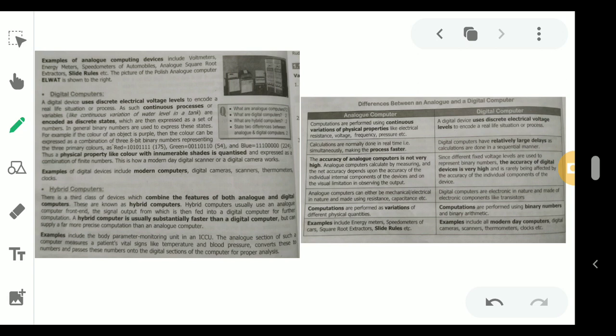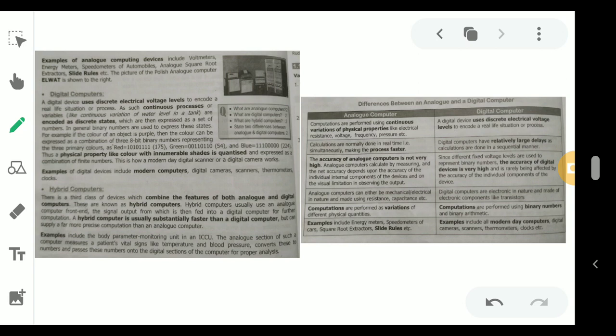But in digital computers, since different fixed voltage levels are used to represent binary numbers, the accuracy of digital devices is very high and is rarely affected by the accuracy of the individual components of the devices. Whatever real life component we are using is converted and represented in binary format, a combination of zeros and ones. So it does not depend upon the individual device or what the particular device is made of.